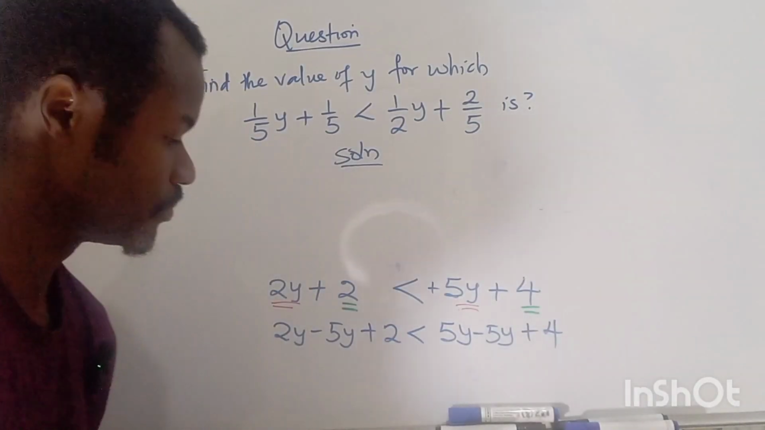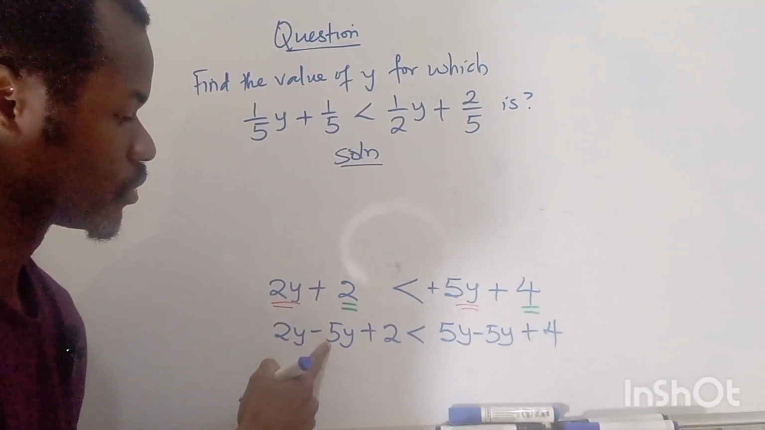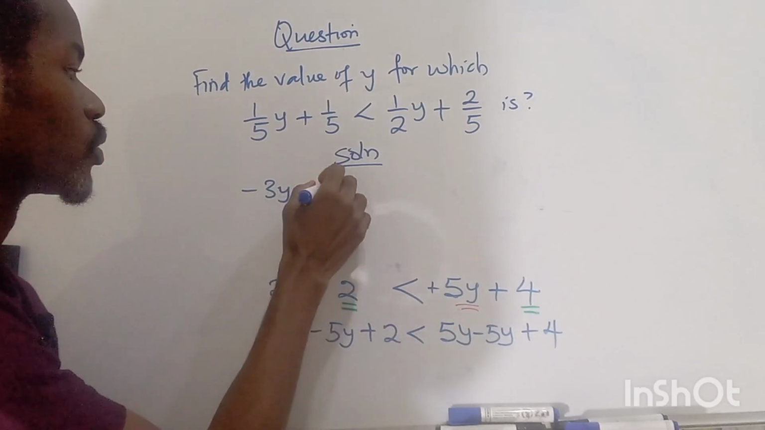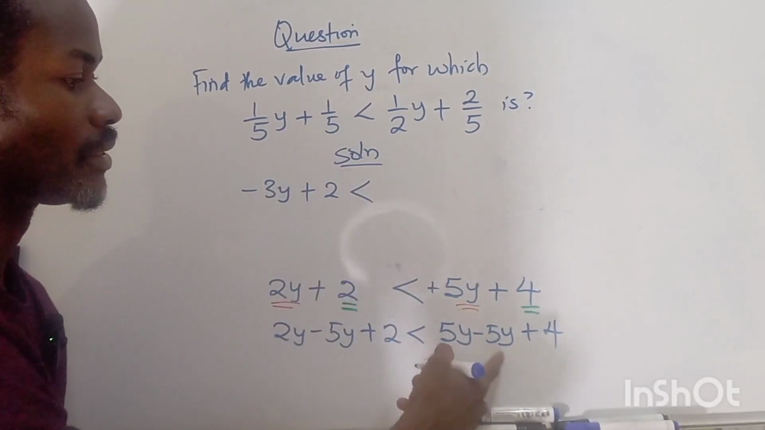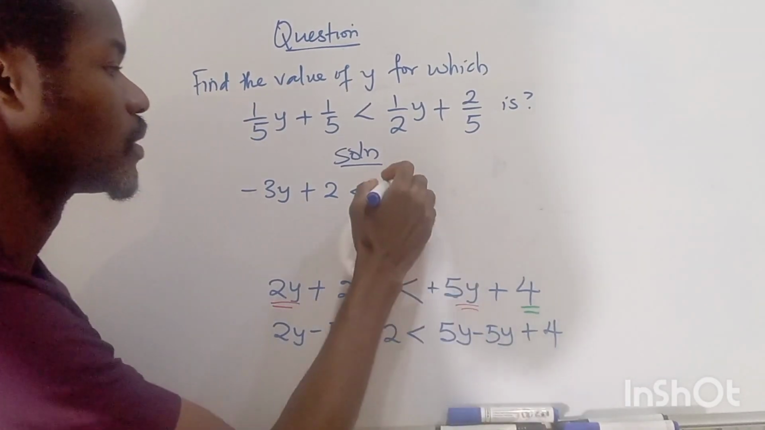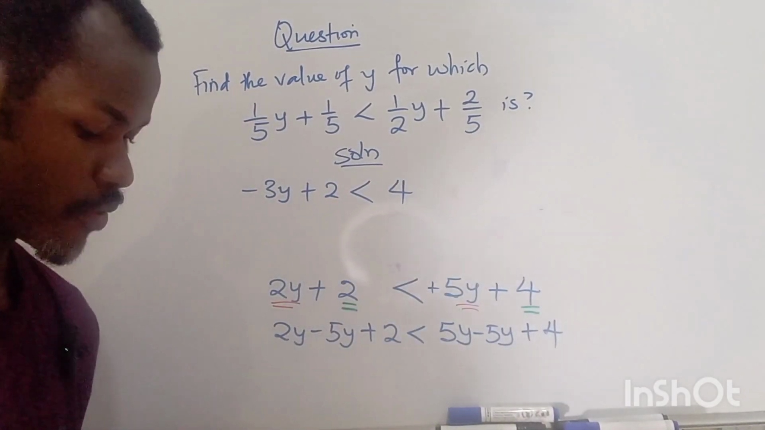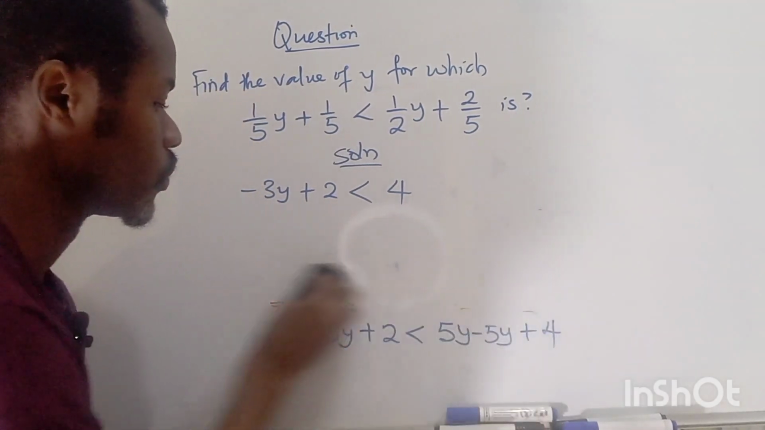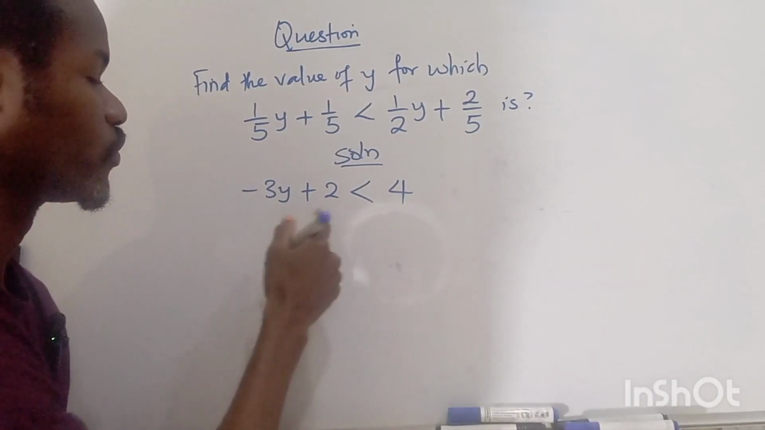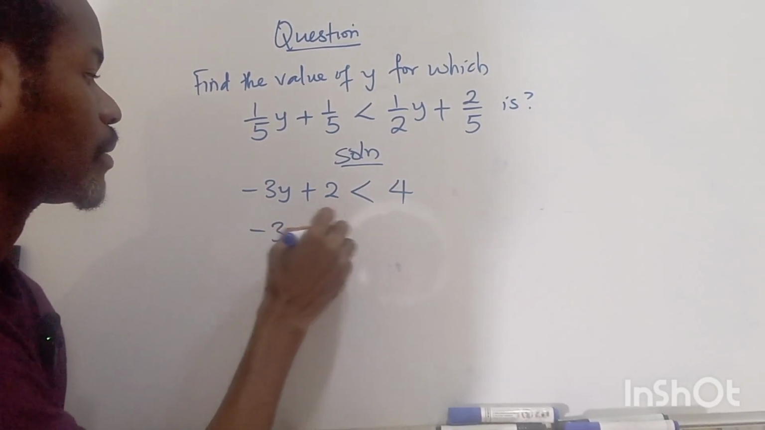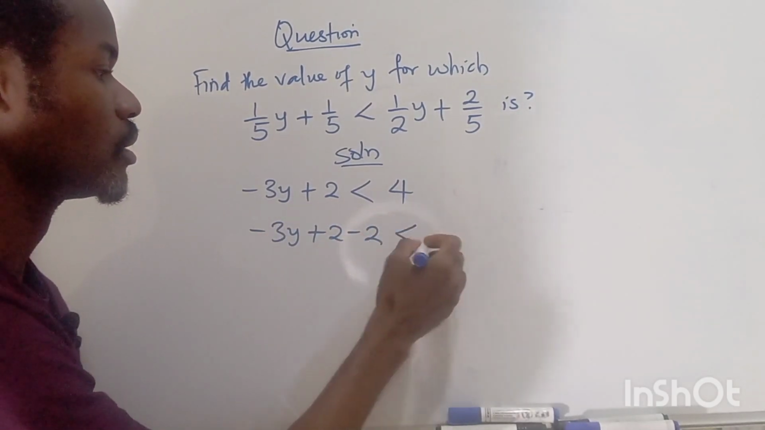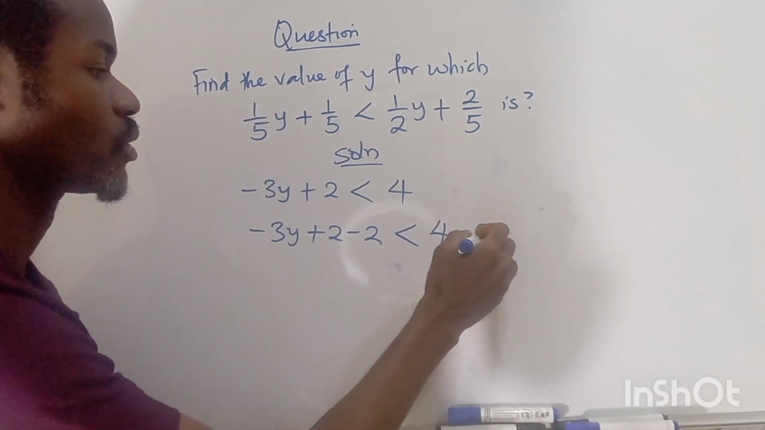Now that we have this expression, we can simplify further. 5y minus 2y is going to give us minus 3y, plus 2, which is less than, 5y minus 5y is 0, so 0 plus 4 is 4. Now we are going to eliminate the plus 2 by subtracting 2 from both sides. So I have minus 3y plus 2 minus 2, less than 4 minus 2.